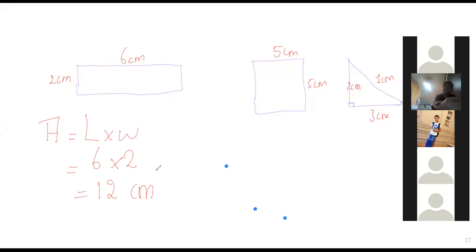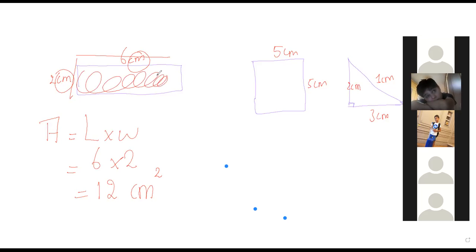centimeter. What? Centimeter what? Square. Centimeter square. So the area of a rectangle, we just multiply length by width. So 6 times 2. Okay. Because we want to find the distance that's inside this rectangle.